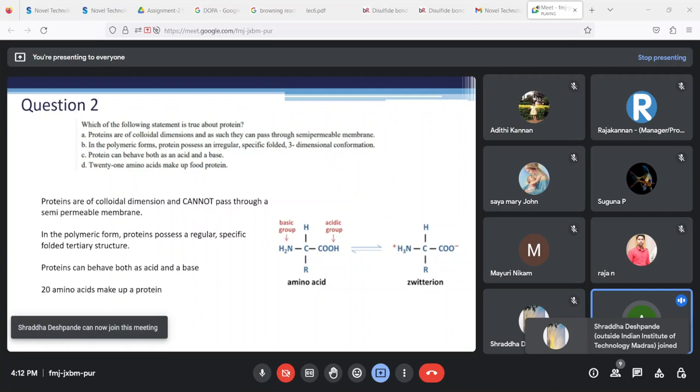And D, 20 amino acids make up food protein, not 21. So the answer is option C. Hope this is clear. The entire amphoteric nature of amino acids is what makes protein behave both as an acid as well as a base. In case you guys don't understand, send a message asking me to repeat the question, and we'll repeat the entire process again.